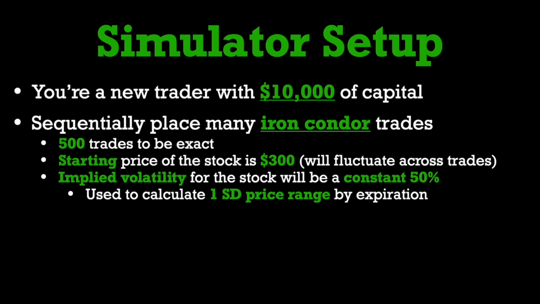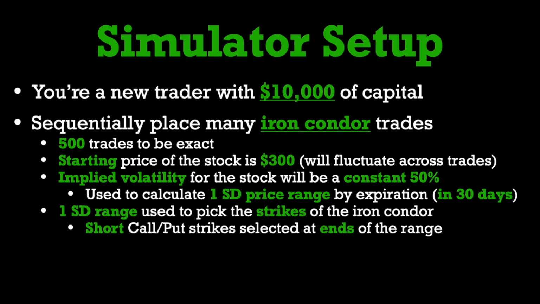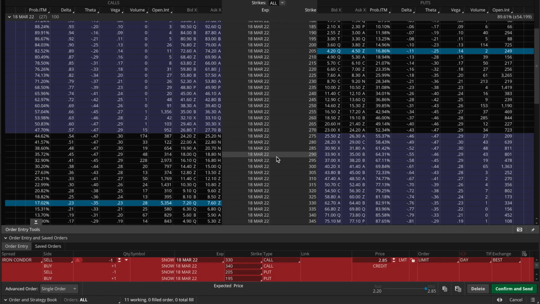So my simulator is going to use that 50% implied volatility, and based on that number, calculate what the 1 standard deviation price range is going to be for the expiration date in 30 days. Based on that range, my simulator is going to choose the strikes for the iron condor. Specifically, the short call and the short put are going to be selected right on or very close to the ends of that 1 standard deviation range, in exactly the same way I've done here with Snowflake.